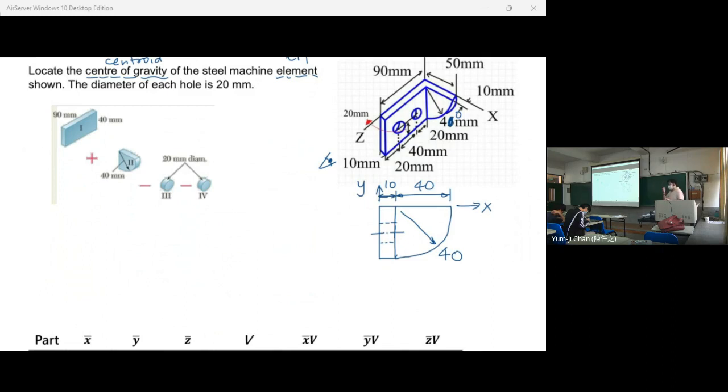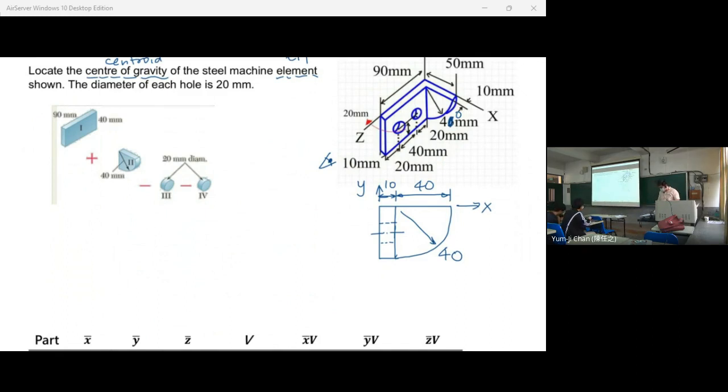Now, how to do this? This shape consists of 1 plus 2 minus the 2 holes. It is equal to this piece plus this 1/4 of the circle, and then minus 2 holes here. And you know how to calculate the volume of this shape and the centroid of this shape.